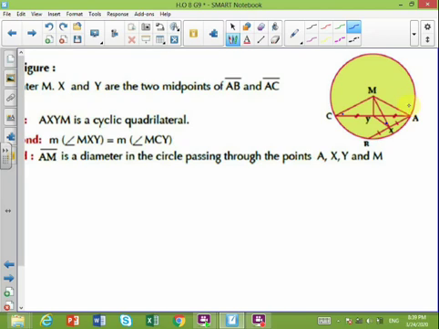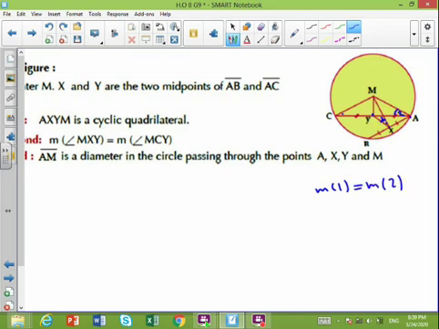Okay, what I will get is, for example, if I have just proved that MAXY is a cyclic quadrilateral, so measure of angle MXY, this angle, for example, I will name it 1. Measure of angle 1 will be equal to measure of angle 2. Why? Because on the same base MY, and on one side of it, MAY and MXY. So these two angles are equal. Measure 1 equals measure 2.